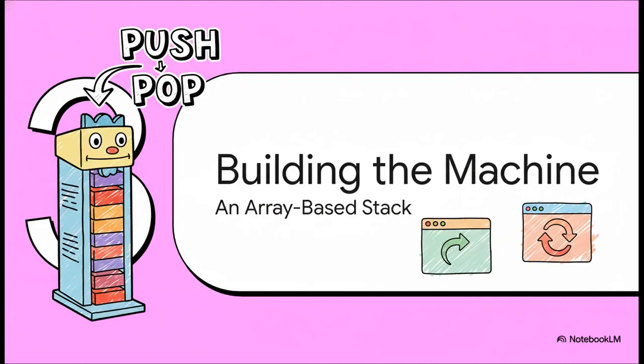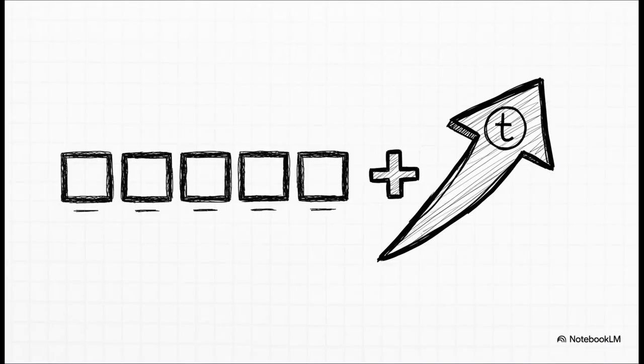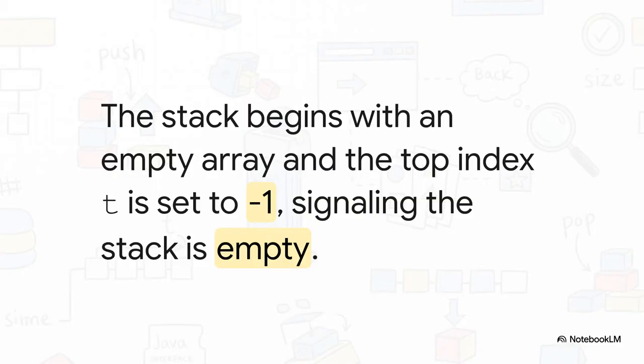All right, we've talked about the what, the rules, and the blueprint. Now it's time to finally look under the hood and see the how. We're going to build a working stack using one of the most basic things in programming, a simple array. And to build this machine, we only need 2 parts. That's that simple. First, an array, which is going to be the container for our stuff. And second, just a single number, which we'll call t, that acts as a pointer to always keep track of where the top of the stack is. So when our stack is brand new, the array is empty, and we set our top index t to -1. Now, since array spots start at 0, setting t to -1 is a really clever way to signal that the stack is totally empty. There's no top element yet.